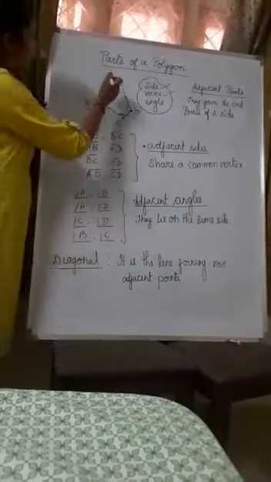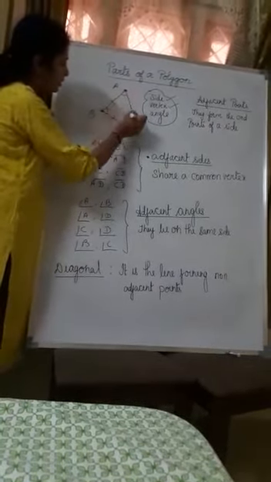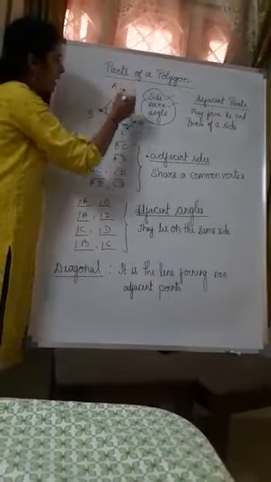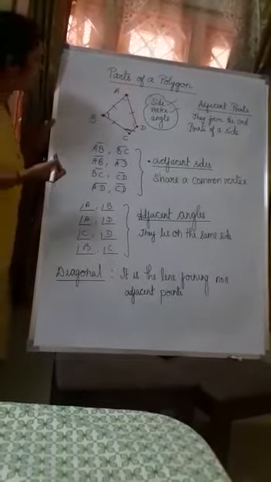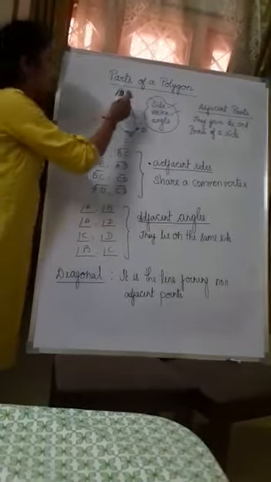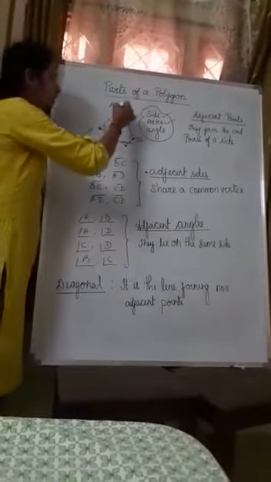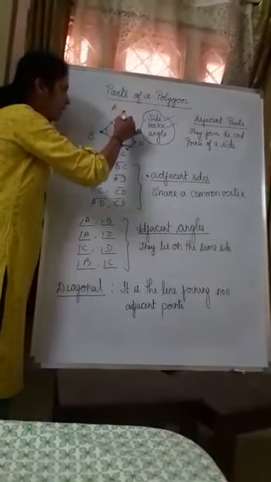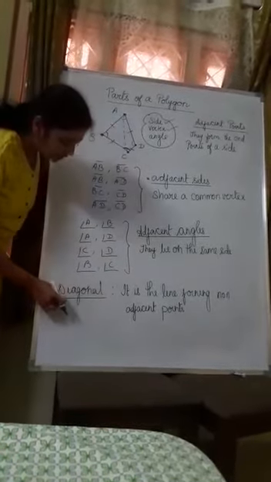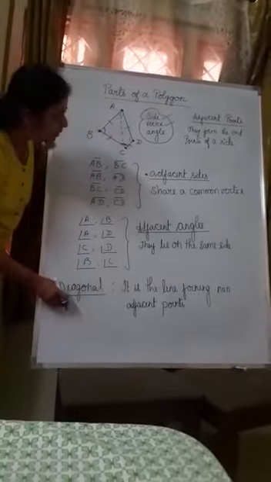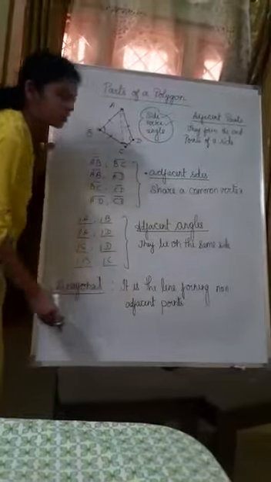Now, what are the adjacent points I told? A is adjacent to B, A is adjacent to D. Then what can you tell about A and C? Are they adjacent points? No. Why are they not adjacent points? Because they don't share the common side. So, when you connect the non-adjacent points, a line is formed. That is called a diagonal. So, how do we define the diagonal of a polygon? It is the line joining non-adjacent points.